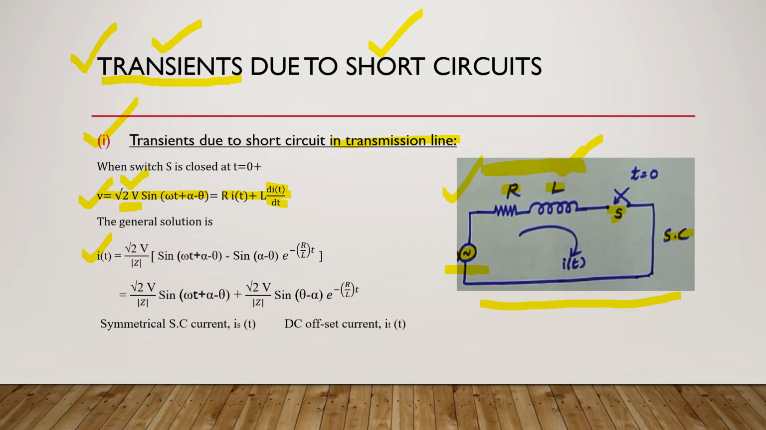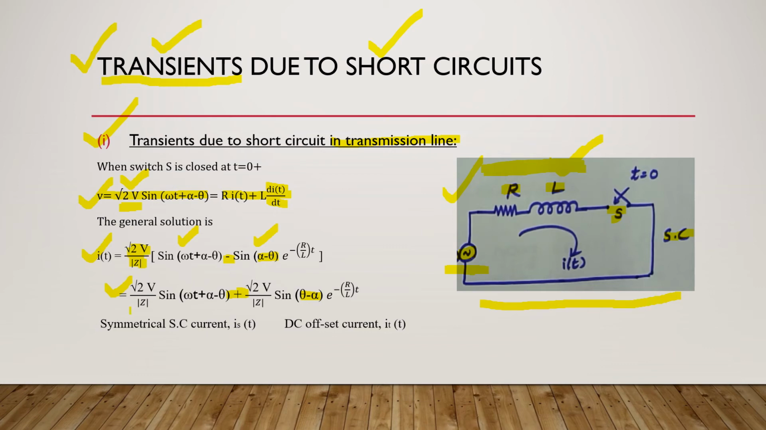Now, we are getting a negative sign, no? If I want to make it positive, in this expression I can take minus as common. If I do so, minus of minus will become plus here, and the angle is theta minus alpha. And root 2 V by mod Z will be multiplied with both these two terms. Then the equation looks like this.